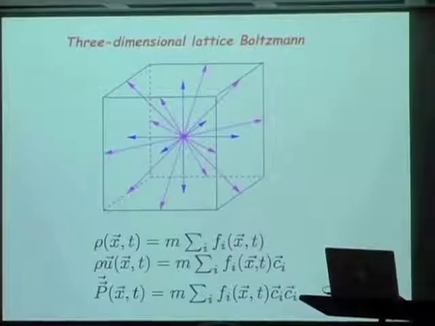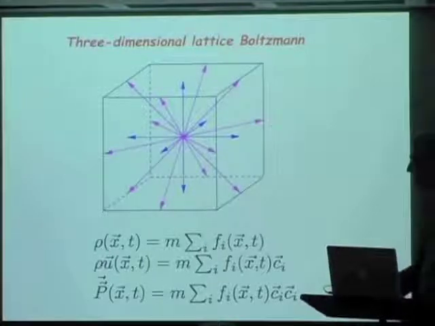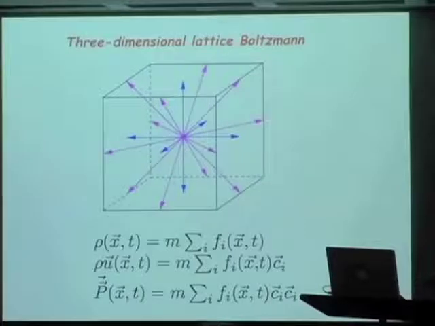You see there are six neighbors. Think of this cubic cell. You have particles moving to the face centers, and particles moving to the edge centers. In this case, we have 18, plus there is a rest particle. So this is a 19, the connection number is 19. And here you recognize what I wrote yesterday, although in discrete form.